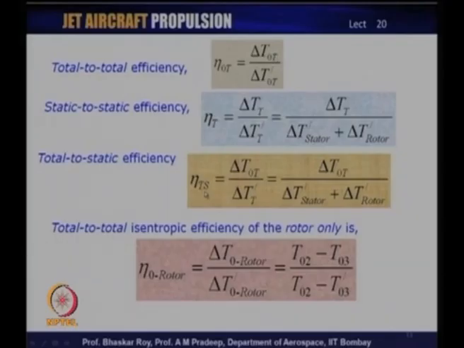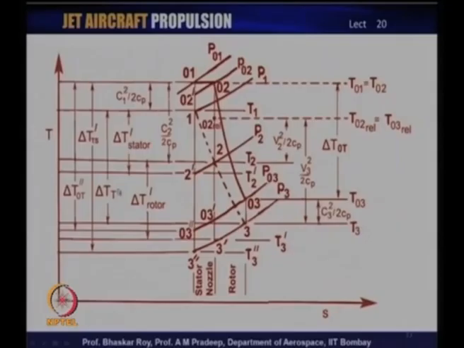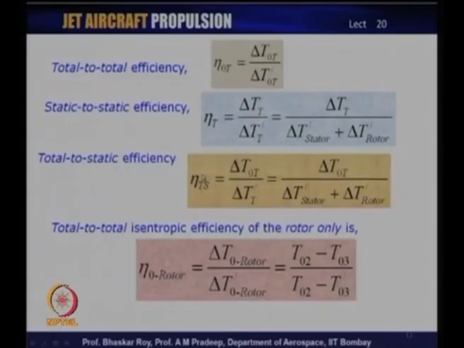And this is what is indeed shown in the diagram, that the entire isentropic drop is here, and that is a large drop. As a result, you can well imagine that your total to static efficiency value, the numerical value, will always be lower than the total to total efficiency numerical value, because the denominator here is much larger than the denominator over here, and the numerators being the same.